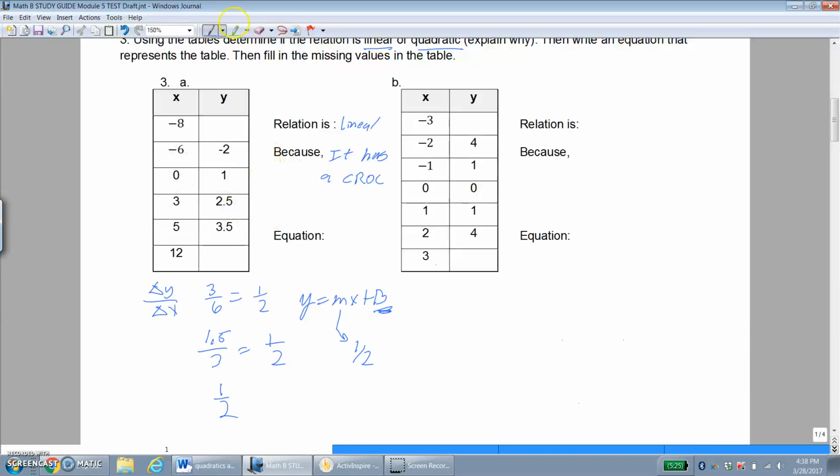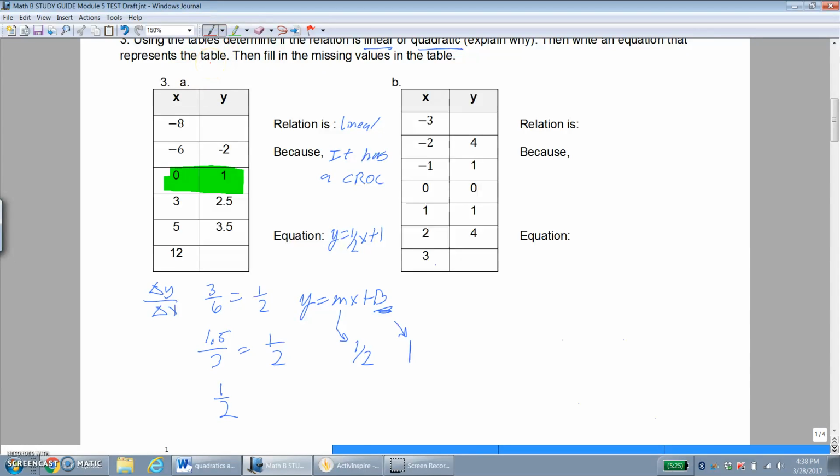Does it show me what my y-intercept is? And it does. It's right here. So my y-intercept is when x is 0, my y is 1. So that means my b value is 1. So my equation is y equals 1/2 x plus 1.